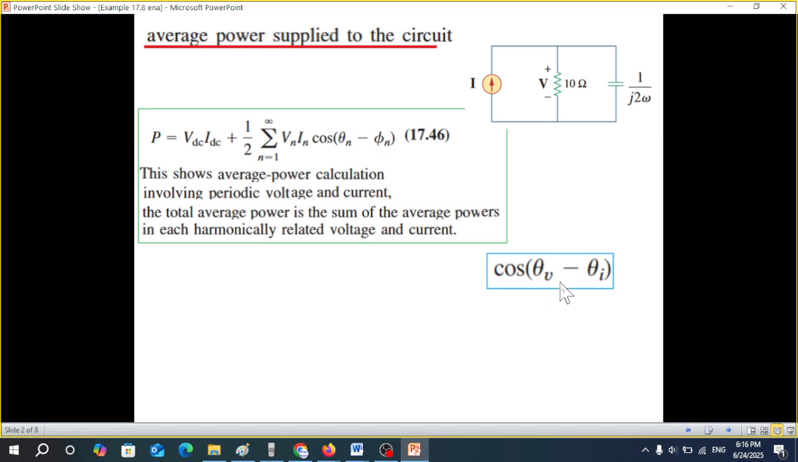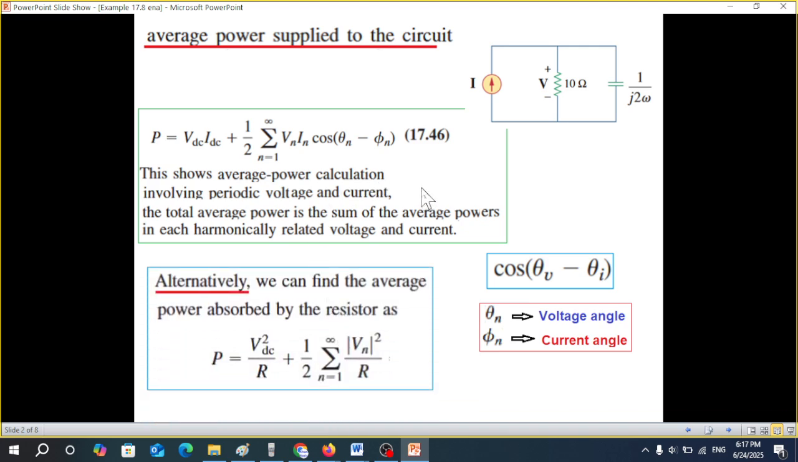Now, one thing different here. We have learned that for the power, we write the phase angle as cosine of theta V minus theta I. That means this is the angle of the voltage and this is the angle of the current. But in this case, since there are many frequencies, like N could be 1, N could be 3, 5, whatever, they have used two different signs, theta for the voltage angle and phi for the current angle.